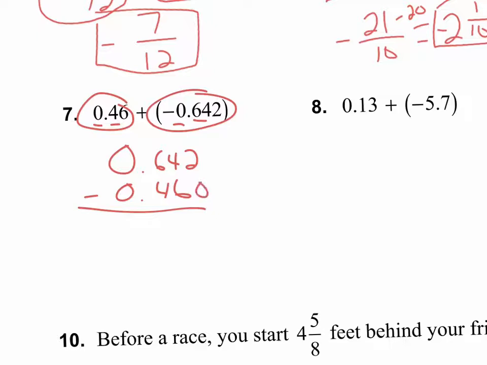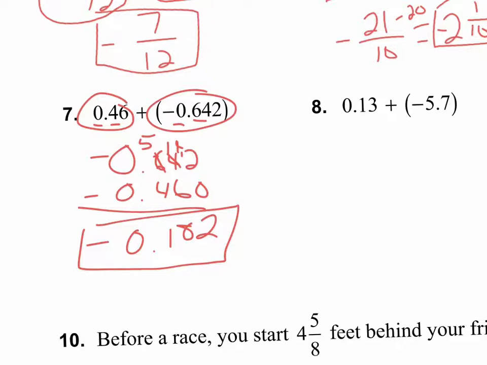If there's nothing there, you fill in a 0. Okay? Then we're going to do subtraction just like normal. So borrow the 4. I get 2 here. And then I need this borrowed, so I have 14 now here. Right? 14 minus 6 is 8. I still have a 5. 5 minus 4 is 1. And then that negative 0.642 is bigger, so I get negative 0.182 as my answer.